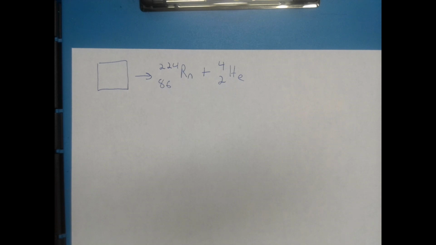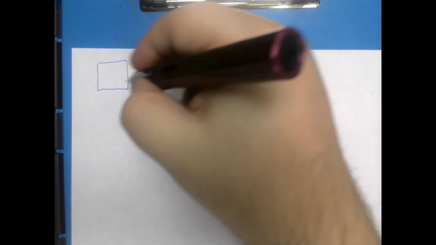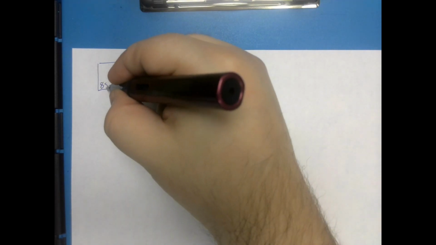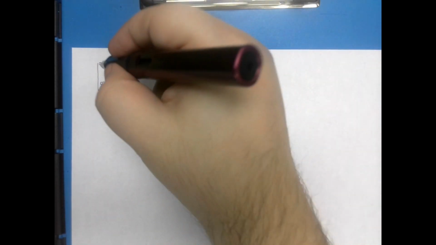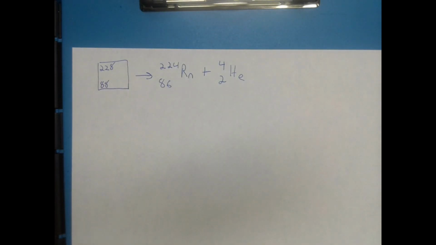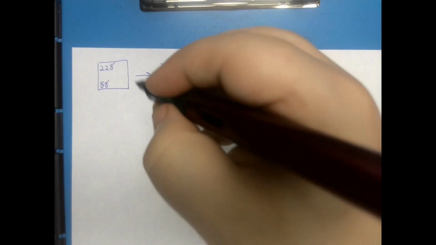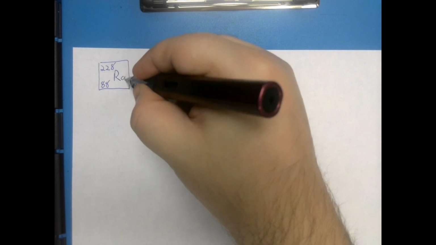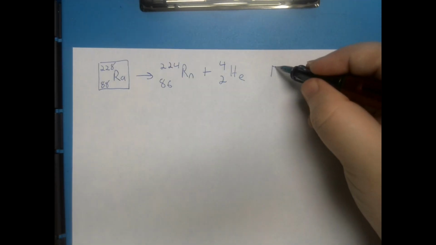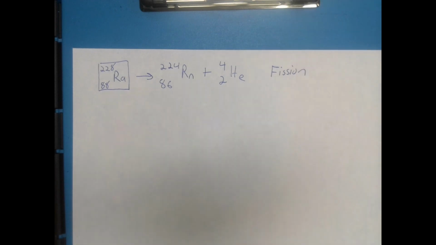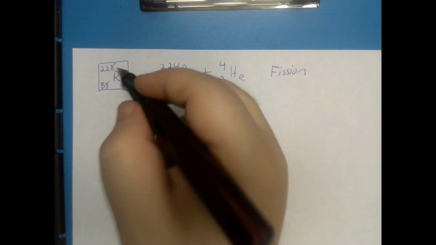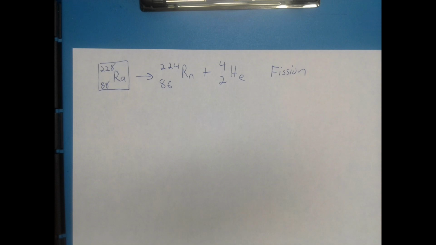So what would go in the box? 86 plus 2 is 88, 224 plus 4 is 228. 88, looking at the periodic table, corresponds to radium. And this would be fission. We have a larger element breaking apart into smaller components.